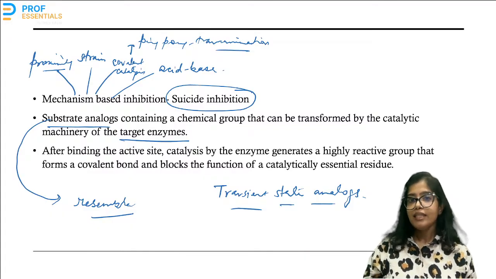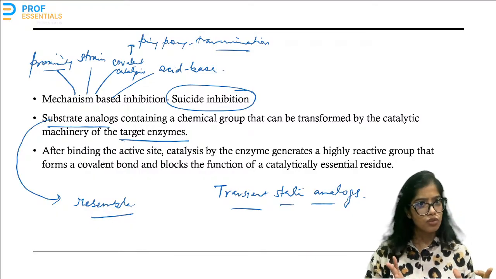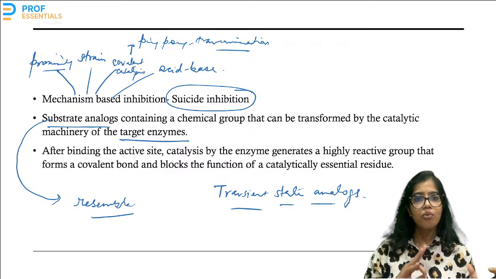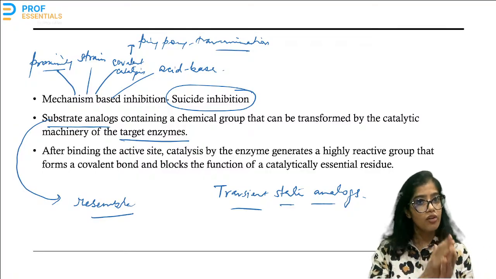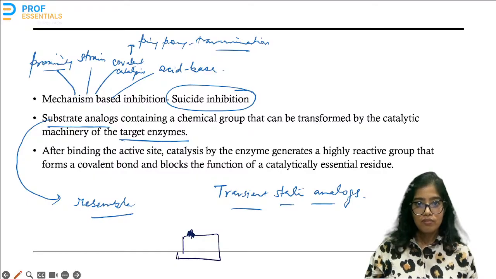Okay, now after binding the active site, catalysis by the enzymes generates a highly reactive group that forms a covalent bond and blocks the function of a catalytically essential residue. What happens is, suppose this is an enzyme and this has the active site here. Now, once these transient state analogs or the substrate analogs bind to this, there is a chemical change somewhere maybe here.